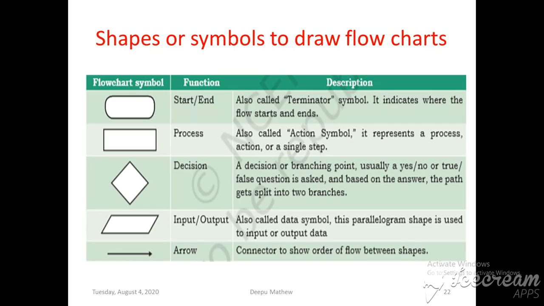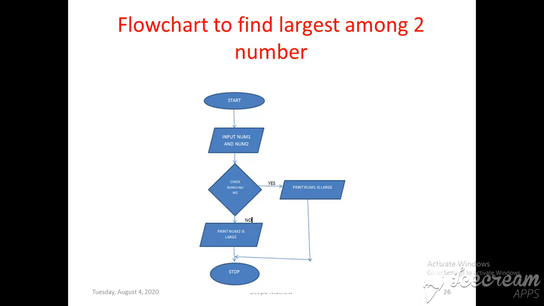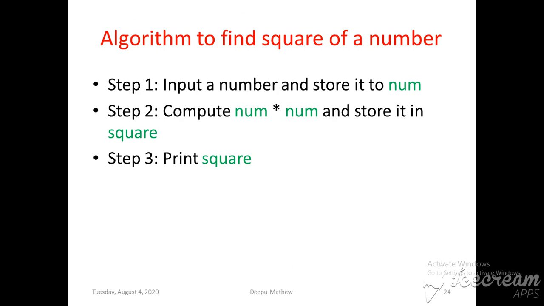If I show one example here, look at the flowchart to find the largest among two numbers. Just look at the decision box. Here we input two numbers, then check whether number one is greater than number two. There is a decision here, and it contains a yes and a no part, which means a true and a false part. If number one is greater than number two, then we say that number one is the largest. Otherwise we say that number two is the largest. In such checking or decision making cases we use the diamond.